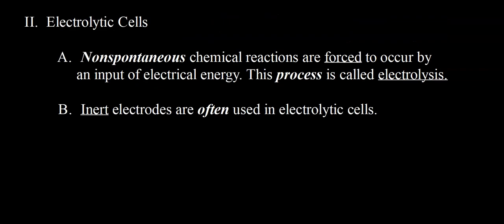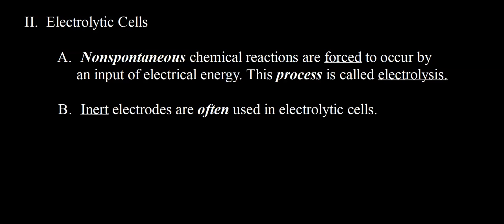The rest of this lesson will focus on electrolytic cells, and we'll look at a couple different examples. Remember, non-spontaneous chemical reactions do not occur by themselves. So they are forced to occur, in this case by an input of electrical energy. This process where we use electricity to make a non-spontaneous redox reaction occur is called electrolysis.